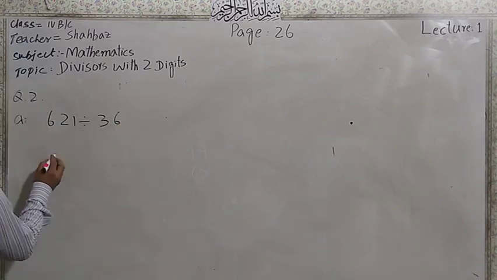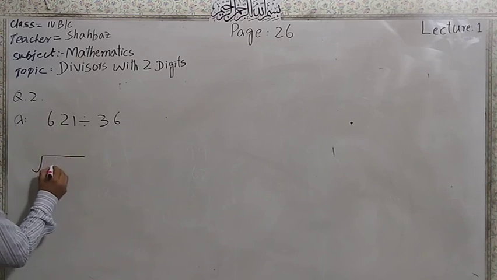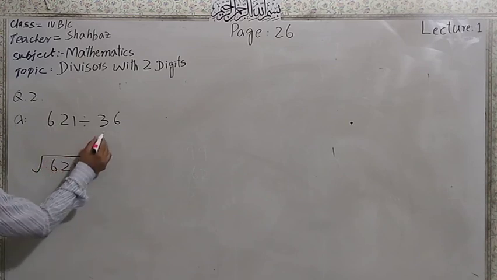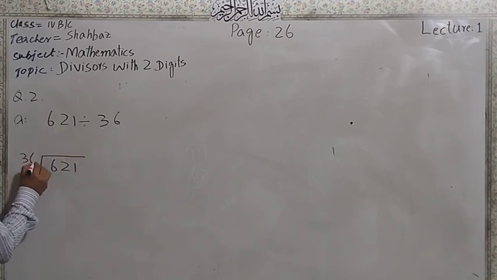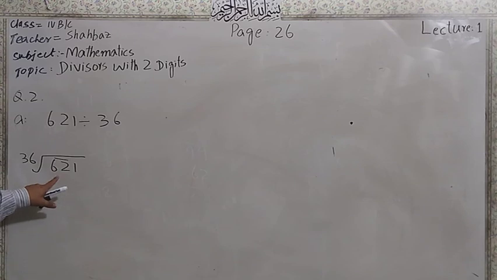621 divided by 36. This is dividing side. 621 will be inside, and this will be outside. We have the same process. This is smaller than 36. You will join these two numbers. Now it's 62. How many 36 are equal or less than 62?